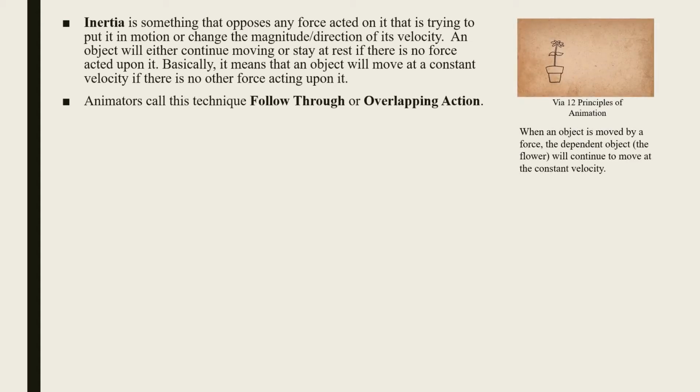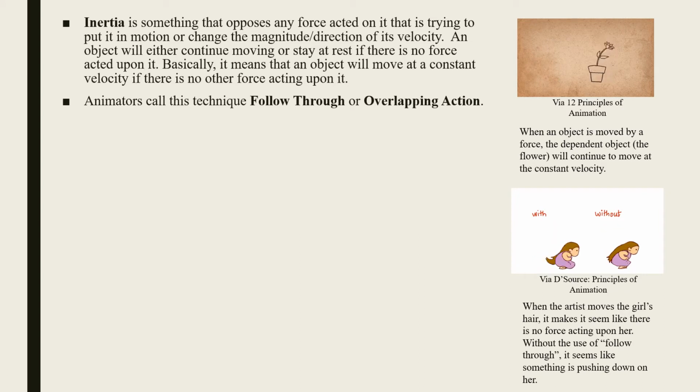In this image here, when an object is moved by a force, the dependent object, the flower, will continue to move at a constant velocity. The force is on the pot, and there is no opposing force on the flower, so the flower will continue moving. And in this image down here, when the artist moves the girl's hair, it makes it seem like there is no force acted upon her.